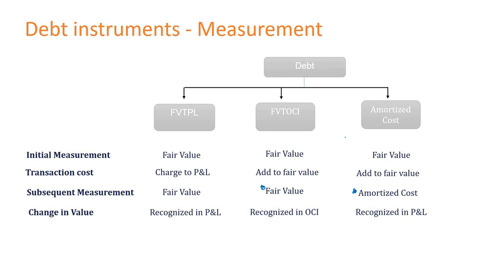Initial measurement at the initial fair value through P&L. If it is a debt instrument, there are three categories, right? What are those? Fair value through P&L, fair value through OCI, and amortized cost. When it comes to the initial measurement, everything has to be at the fair value.